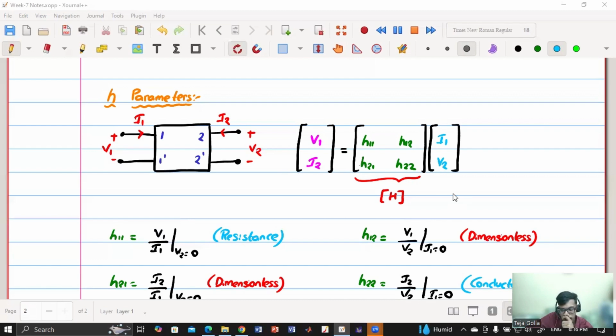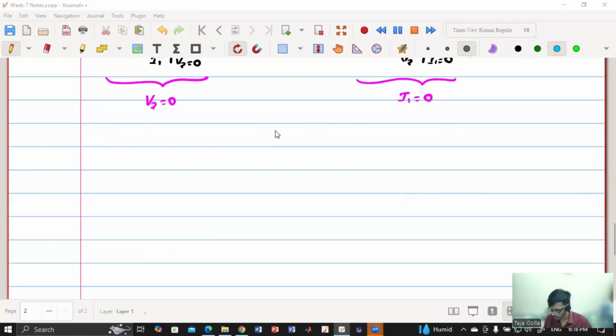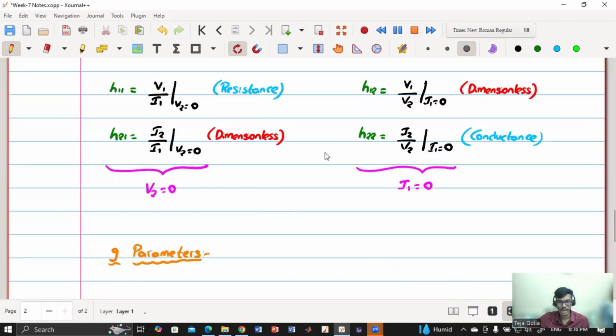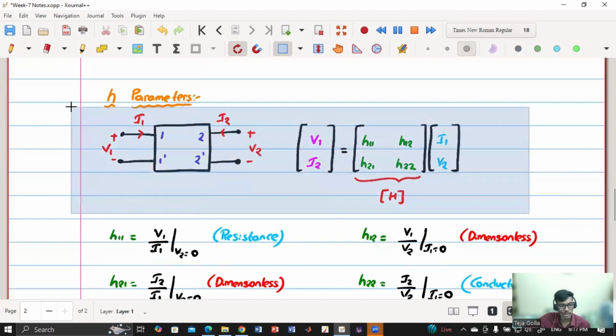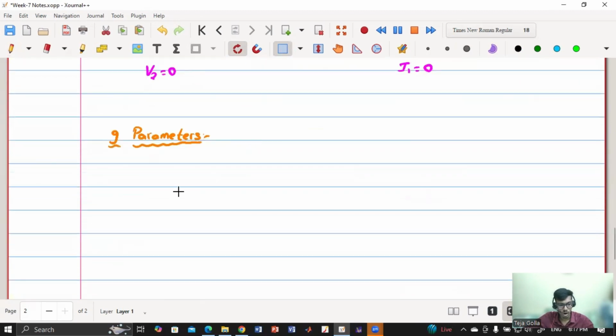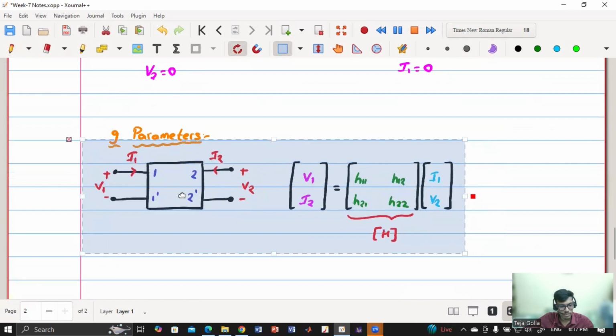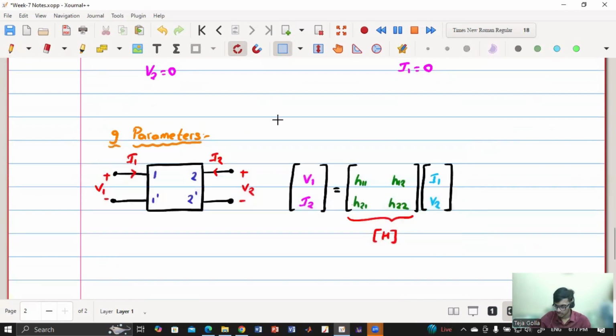Clear? Okay. So now we'll go into another set of parameters. Till now we are just defining the parameters and learning about them. Now we'll go into something called G parameters. G parameters are the exact opposite of H parameters. What I mean to say is that for H, the inputs are I1, V2 and outputs are V1, I2. Here it will be exactly the opposite, so the outputs are I1, V2.